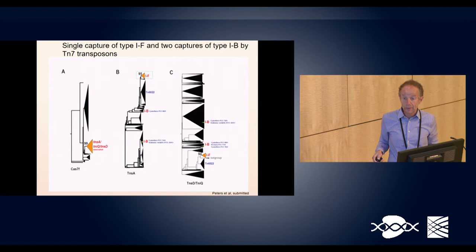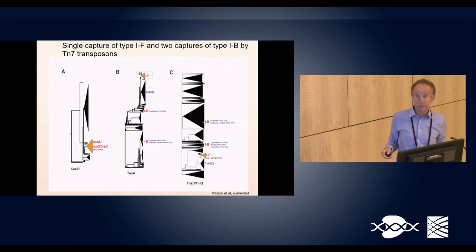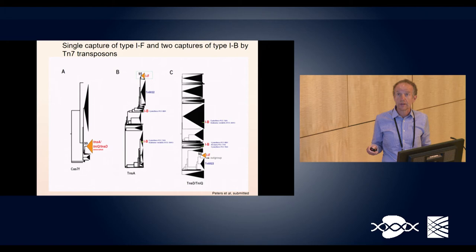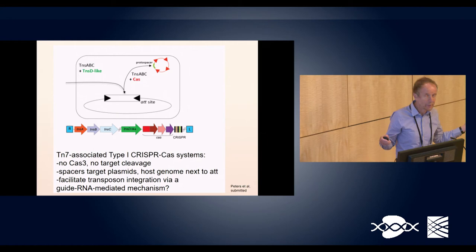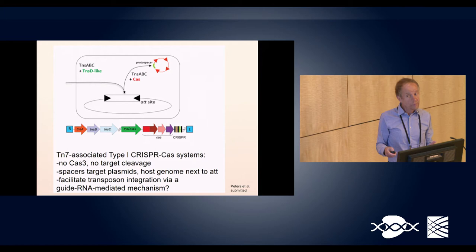When we do phylogenetic trees for the transposon proteins, we actually observe, very interestingly, that there have been three independent insertions of CRISPR-Cas systems into Tn7. Namely, the largest, the one that proliferated the most, type 1F, and the more rare two independent occasions of integration of subtype 1B. So, unfortunately, I cannot present you experimental data yet on what these systems do. But surely I can present you a speculation.